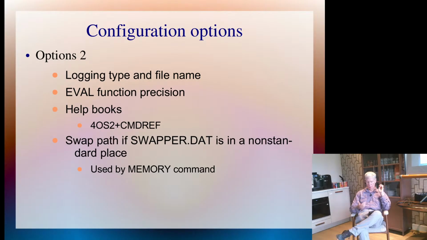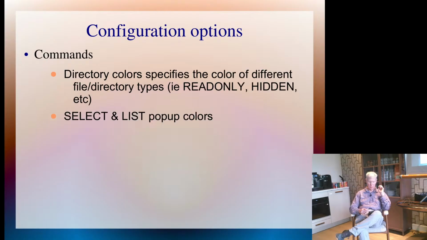This, you can set what help it pulls up. This one, it pulls up the 4OS2 help and the command reference help. Its memory command needs to know where swapper.dat is. If your swapper.dat is in the standard place, which is, I don't even remember where the standard place is, but if it's in the standard place, it finds it without this. Next slide. It's an OS2 system. Yeah.